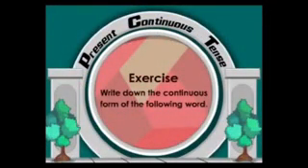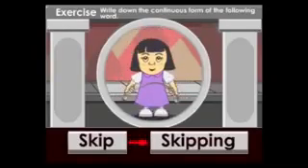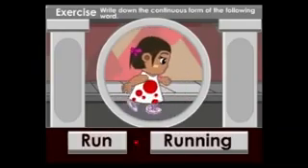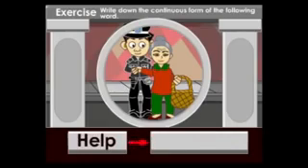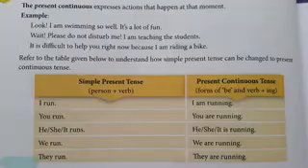Let's do an exercise. Write down the continuous form of the following word. Skip, skipping. Run, running. Sleep, sleeping. Help, helping. Play, playing. I hope you have understood what is present continuous tense.